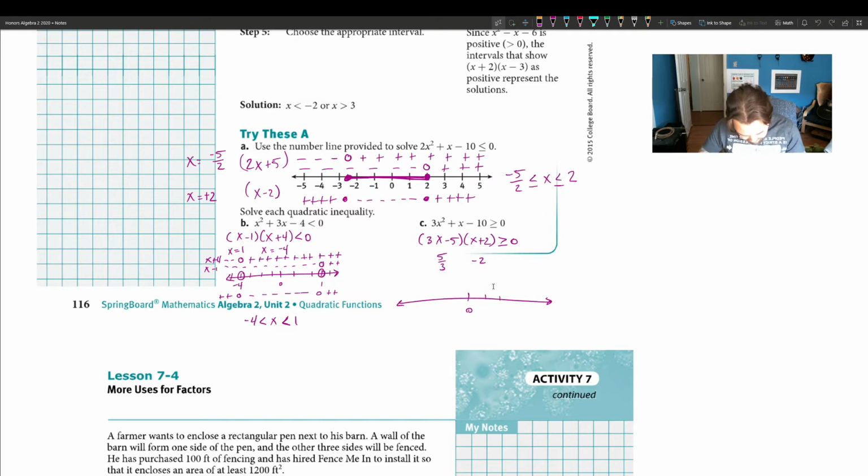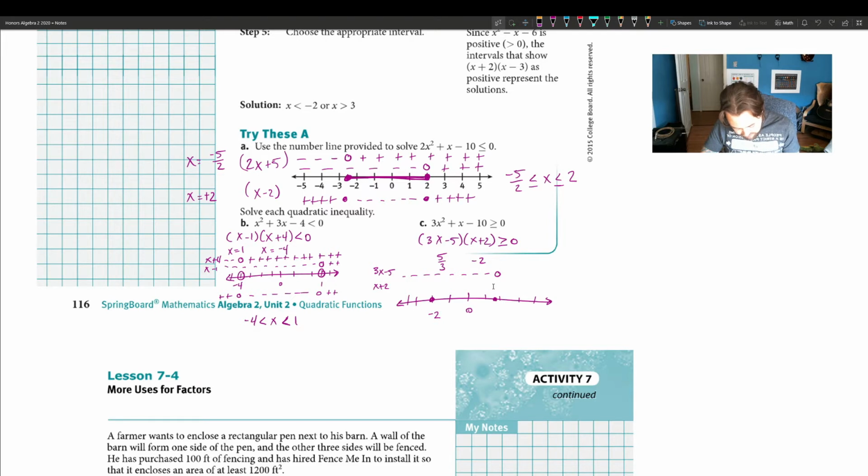5/3. There's 3, 4, 5. So right about here, that's going to be a whole circle. And -2 is going to be filled in because of the equal to. I'm going to put the 3x minus 5 on top and the x plus 2 on the bottom. The 3x minus 5, this was the 5/3. There's a 0 here, so it's negative this way and positive this way.